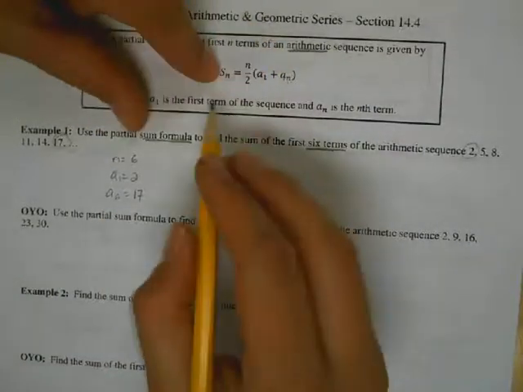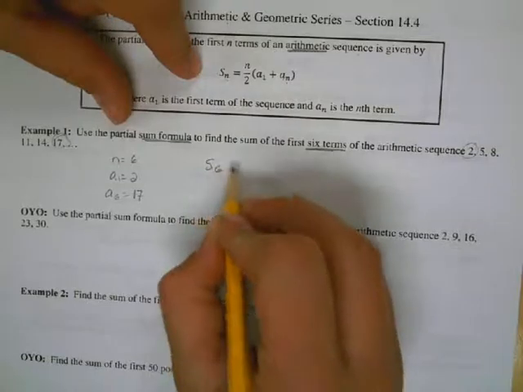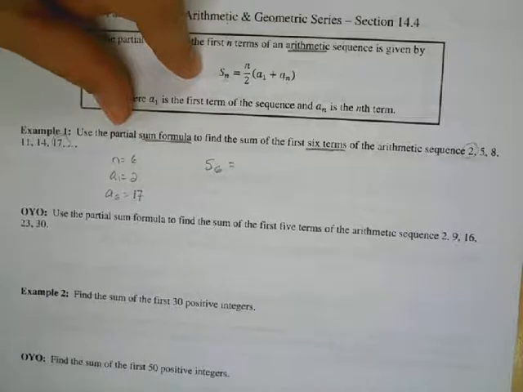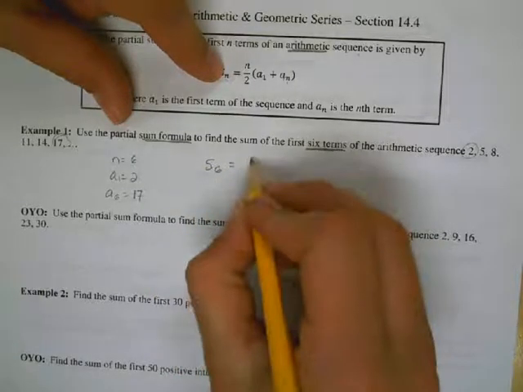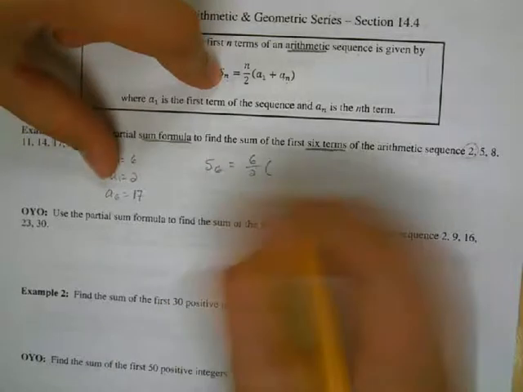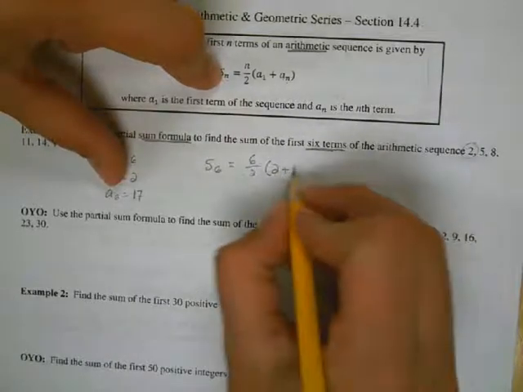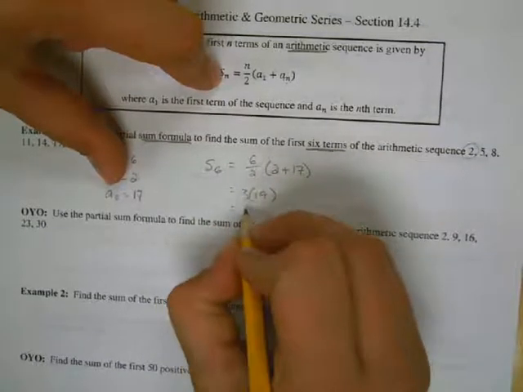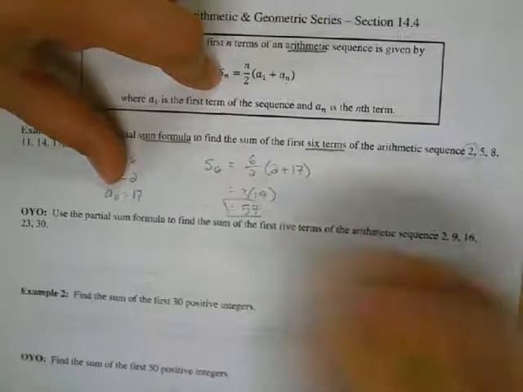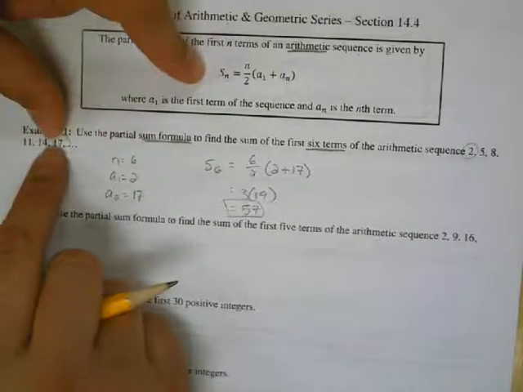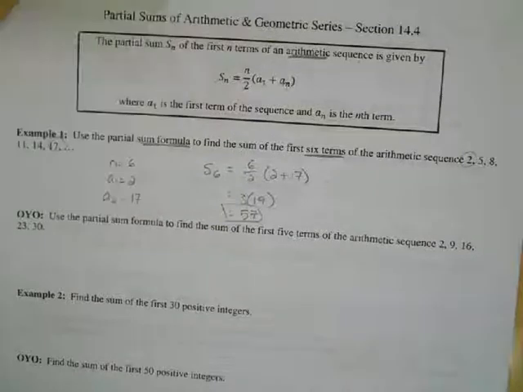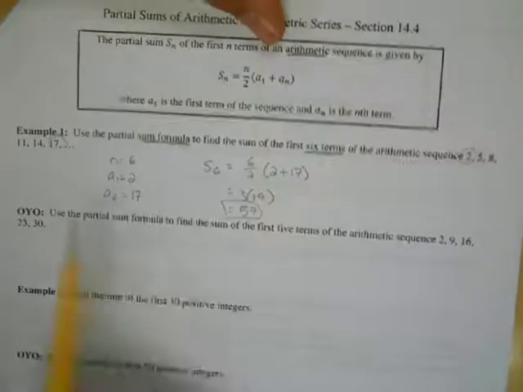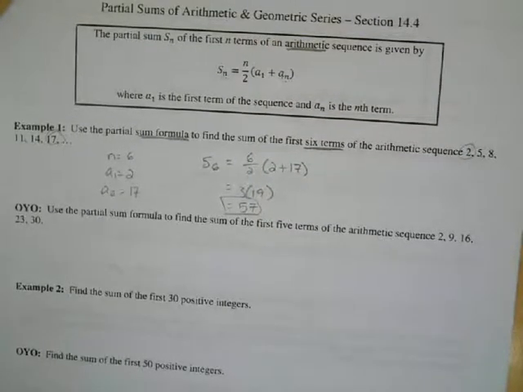You just plug them into your formula. So the sum of the first 6 terms, 1, 2, 3, 4, 5, and 6 terms. Okay, so the sum of the first 6 terms is 6 over 2 times a1, which is 2, plus a sub n, which is 17. Add those together. So I get 3 times 19, which is just 57. Okay, so when you add 2 plus 5 plus 8 plus 11 plus 14 plus 17, you should get 57, and you do. So that's all there really is to this first little section. Okay, there's an on your own. Hit pause, try it, come back, see if you can get the same answer.